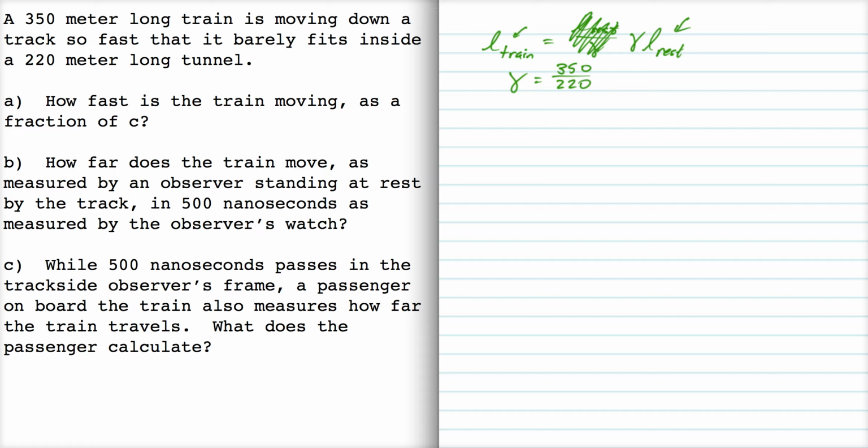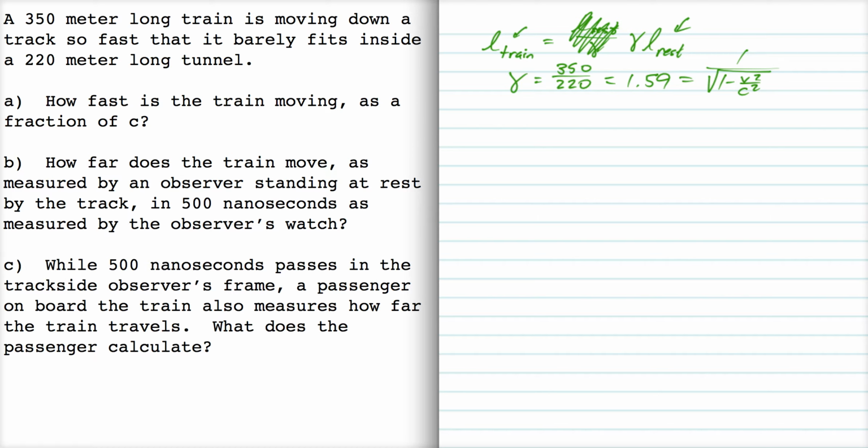Gamma is always greater than 1. In this problem, you could just guess. It has to be 350 over 220. Can't be 220 over 350 because that would give you a gamma less than 1. So gamma is 1.59, and that's equal to this whole mess.